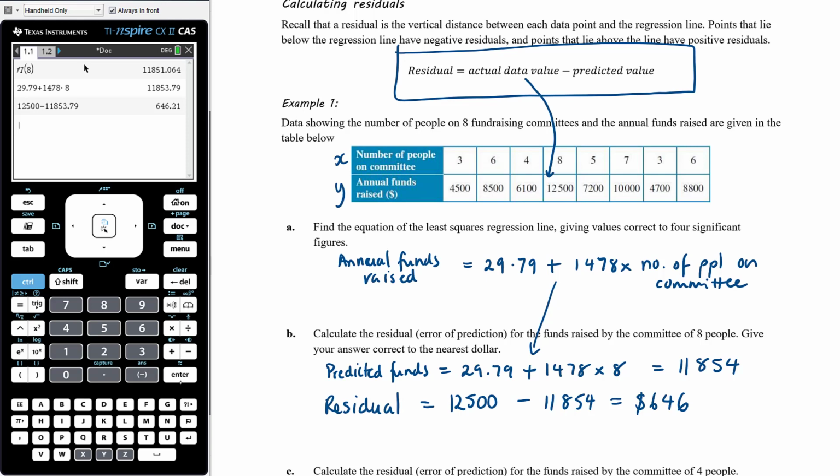Okay, so what we're seeing here is a positive residual, which means the actual data value was higher than the predicted data value. So the prediction is an under prediction. In this case, the line of best fit is under predicting by $646.